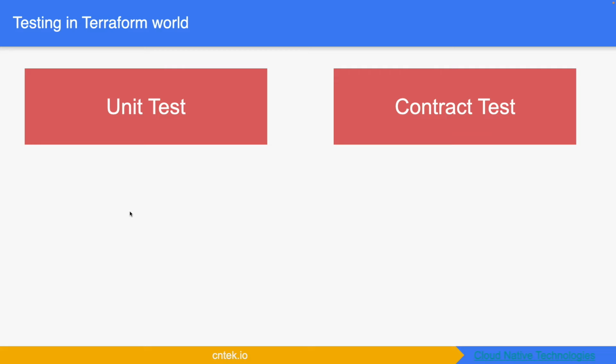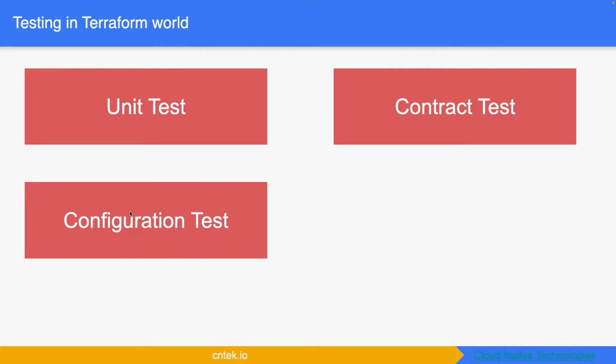Now let's focus on testing in the Terraform world. What types of tests can you do in Terraform? I've categorized the tests into 5 different categories. One is the unit test, when you develop or write some code, you try to do a unit test. Then the contract test, or validation test.